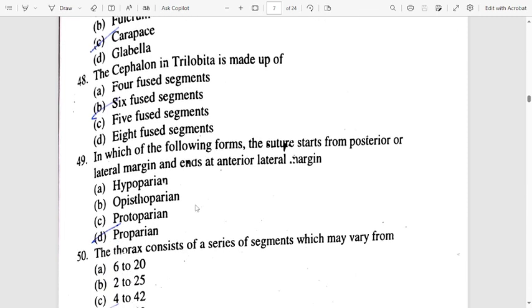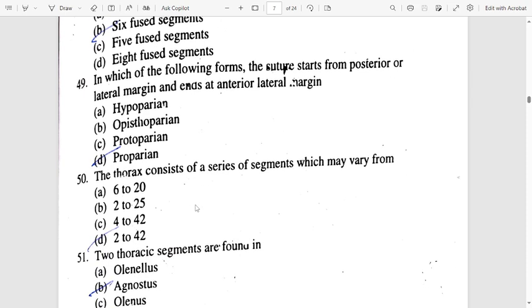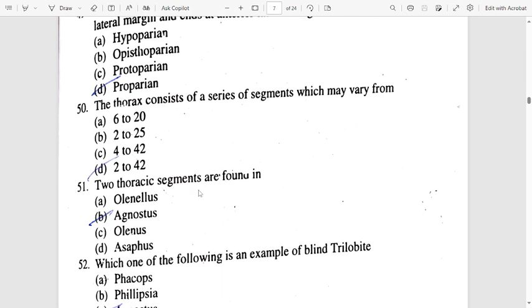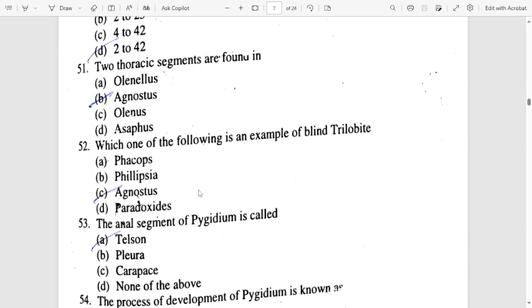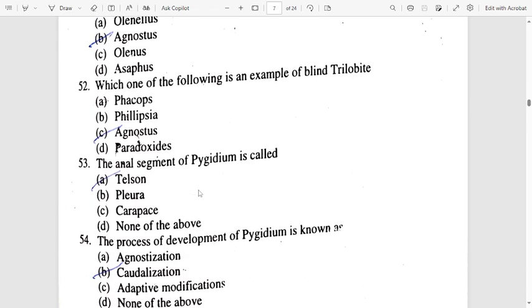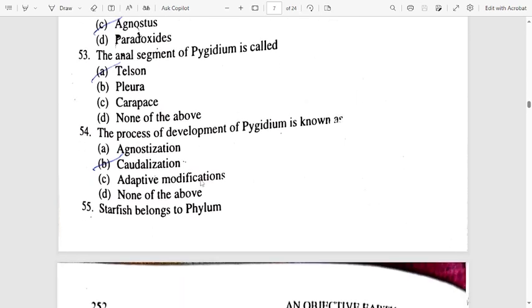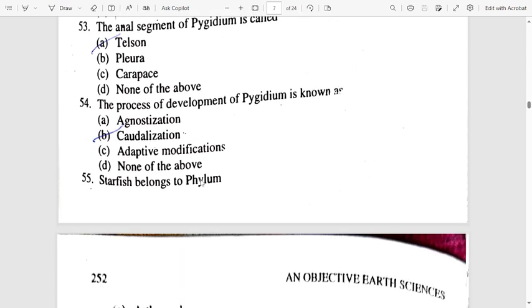In which of the following forms does the suture start from posterior or lateral margin and end at anterior lateral margin? Proparian. The thorax consists of a series of segments which may vary from 2 to 42. Two thoracic segments are found in Agnostus. Which one of the following is a blind trilobite? Agnostus. The anal segment of pygidium is called telson. The process of development of pygidium is known as caudalization.